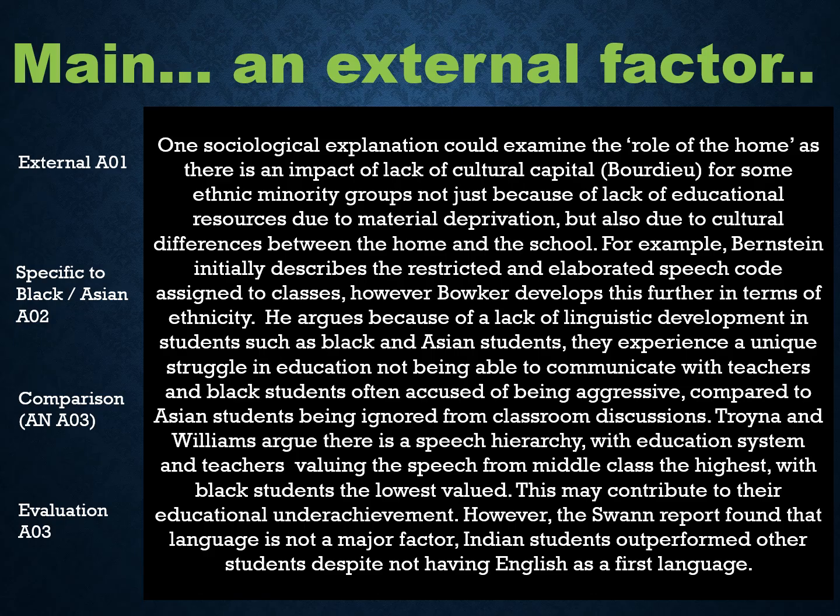So we've got a little bit of analysis there that we're not assuming that all ethnic groups are treated the same, but they'll have different experiences within school. Troyna and Williams argue that there is a speech hierarchy within the education system, that teachers value the middle class elaborate speech code the highest, and the restricted speech codes of black speech as the lowest. And then we've got this clear application to educational underachievement.